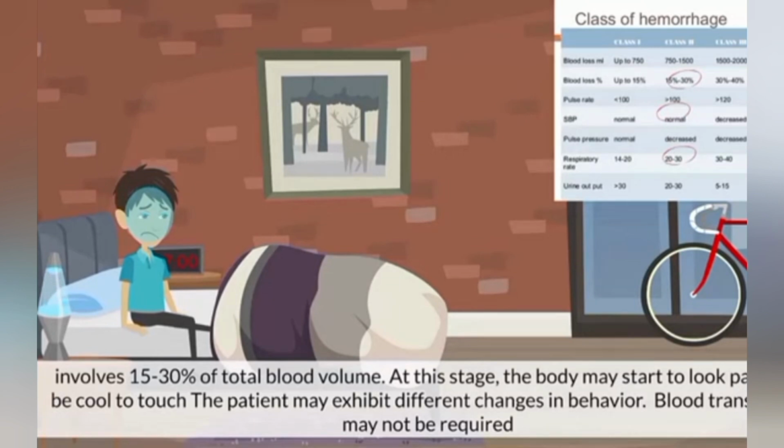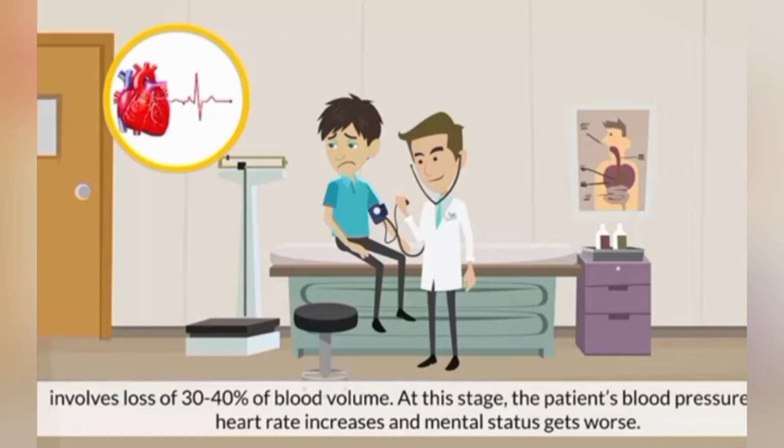At this stage, the body may start to look pale and be cool to touch. The patient may exhibit different changes in behavior. Blood transfusion may not be required. Class 3 hemorrhage involves loss of 30 to 40% of blood volume.